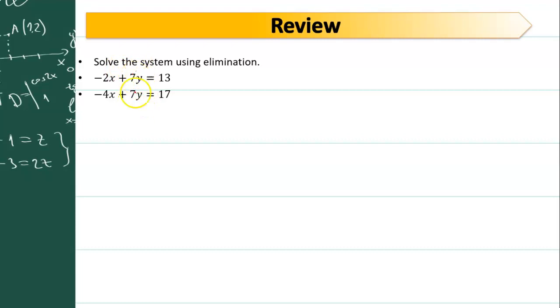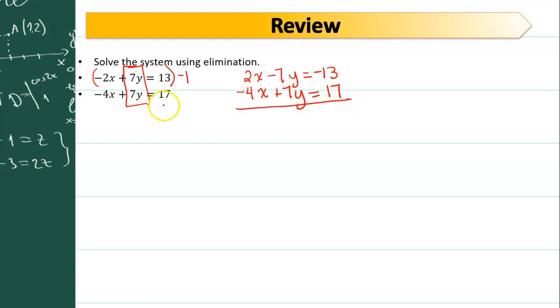Well, the goal is to get something that has the same number but opposite signs. Well, I noticed that the y's are already the same, but they're not opposite signs. So I'm going to multiply one of these equations by -1. Since equations are like a scale, everything has to get multiplied by the negative. So that becomes 2x minus 7y equals -13. The bottom one just stays the same. There's no reason to multiply it by anything because I need a negative and a positive, and that one's already a positive. By the way, I could have multiplied the bottom one by -1 instead. It doesn't matter which one you do.